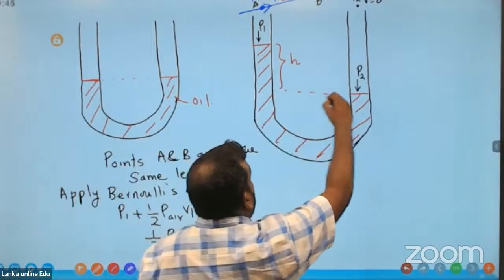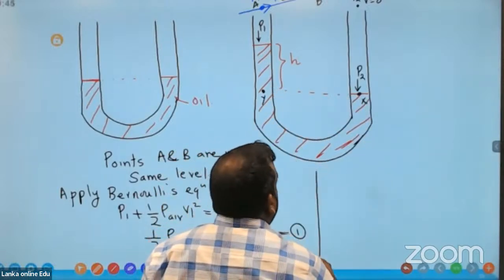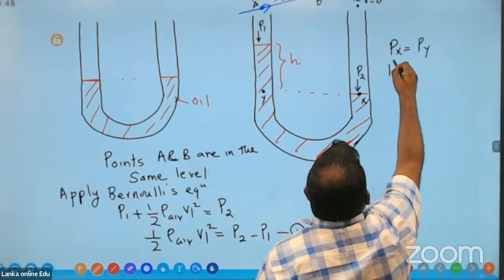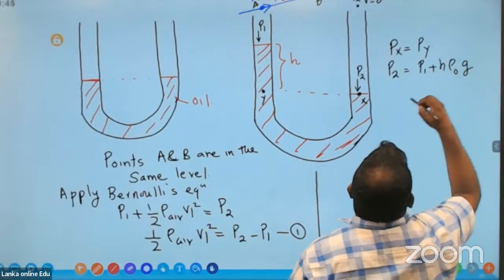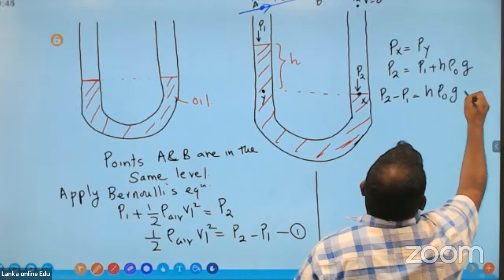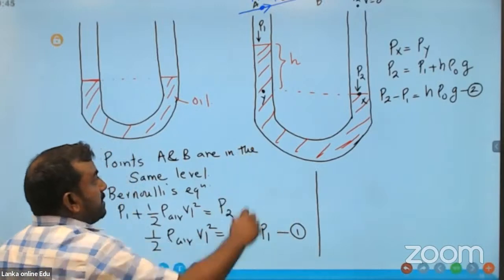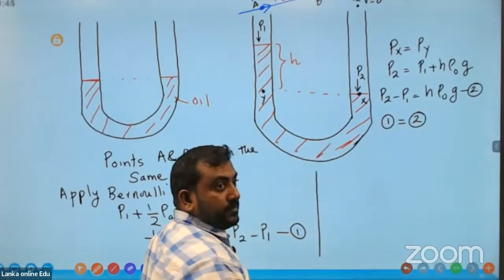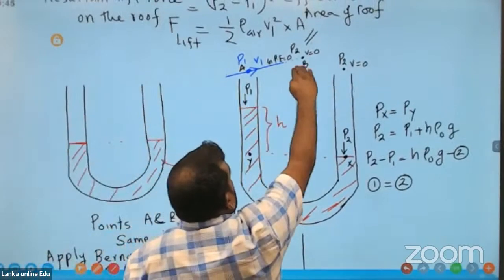All of you know the U-tube problem. Pressure here is the same. Pressure at X equals pressure at Y. Pressure at X is P2, pressure at Y is P1 plus h density of oil into g. So P2 minus P1 equals h density of oil into g, equation number 2. Now what can you say? Equation 1 and equation 2 are equal, so you can substitute, no? You are applying Bernoulli for the single streamline.